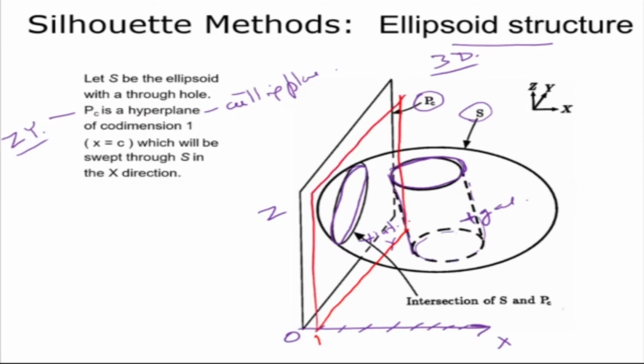Now you can see that it is going to cut the ellipse. Where is it going to cut the ellipse? It will cut the ellipse somewhere here like this, the red line. So we keep moving this hyperplane in this direction, and we keep taking slices. This hyperplane is going to sweep through S in the x direction, and then at every slice, we are going to see where is the boundary of that ellipse.